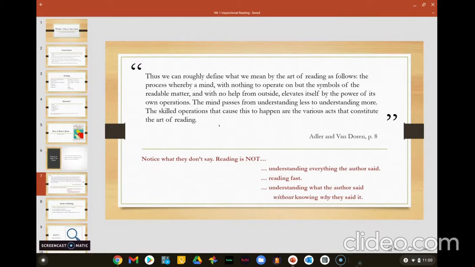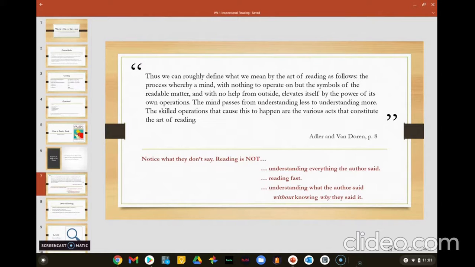Okay, now notice what they did not say reading is, but these are often associations we have of what good reading should be. They're focused on understanding. They're saying that good reading is when you learn something, you go from less understanding to more understanding, and that is what the art of reading is. So good reading is not understanding everything the author said. It's not reading fast. A lot of us tend to think that good reading is just speeding through something. And good reading is not understanding what the author said without knowing why they said it. So we have to be able to understand the context for why an author is saying something.